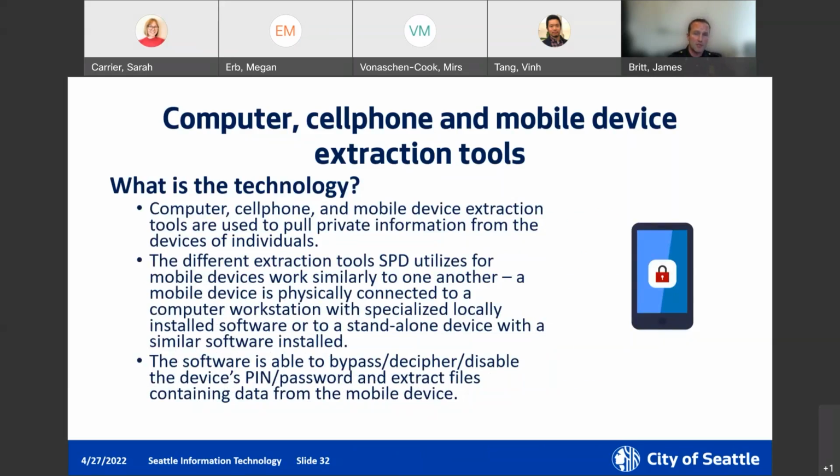The different extraction tools SPD utilizes for mobile devices work similarly to one another. A mobile device is physically connected to a computer workstation with specially locally installed software, or to a standalone device with similar software installed. The software is able to bypass, decipher, or disable the device's PIN/password and extract files containing data from the mobile device.